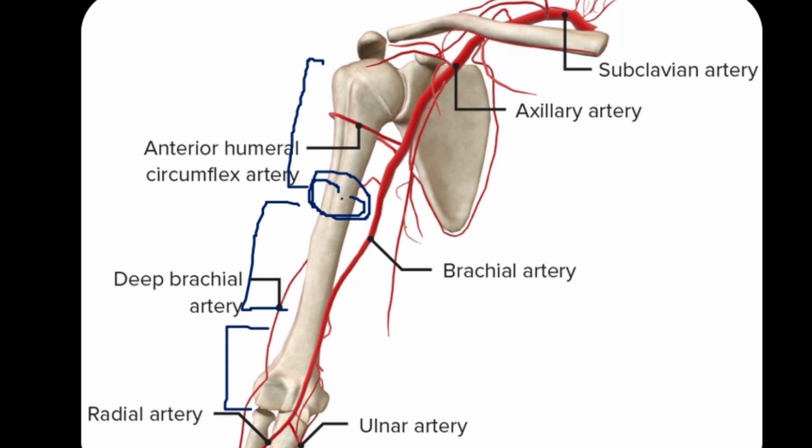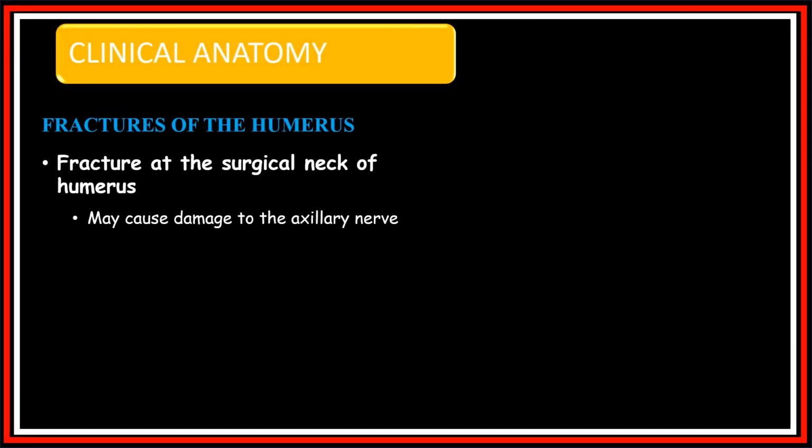So why am I talking about it? Because fractures at this point will show delayed union or even non-union. Now we'll look at the fractures of the humerus. Remember we talked about the surgical neck. I hope somebody remembers the surgical neck.